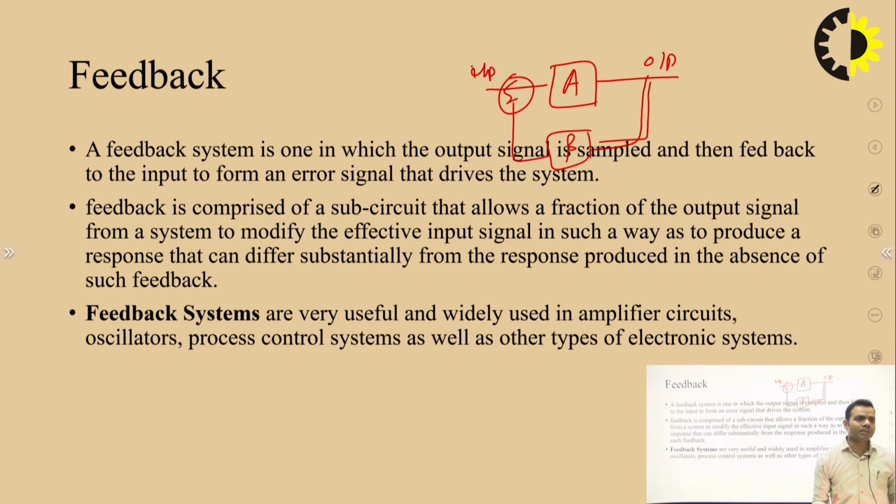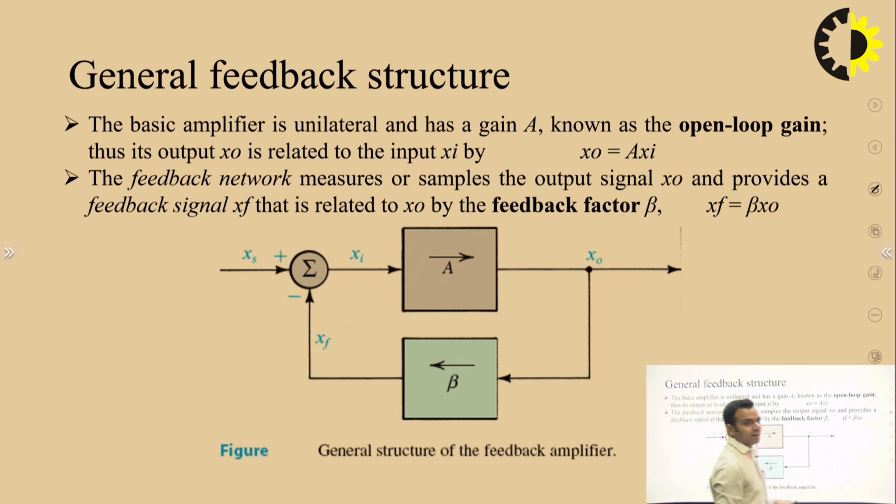So, a feedback system is one in which the output signal is sampled and then fed back to the input to form an error signal that drives the system. Feedback systems are useful and they are generally used in oscillators, process control systems as well as other electronic systems. If you concentrate on this diagram, this is a good picture where we can discuss the concept of feedback. You can see here that we are taking output and then applying it to the input.